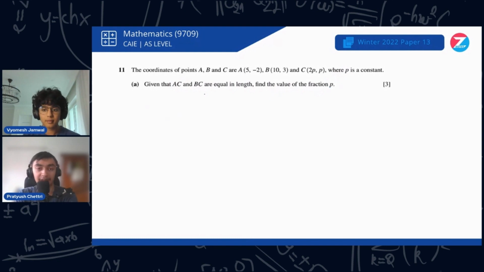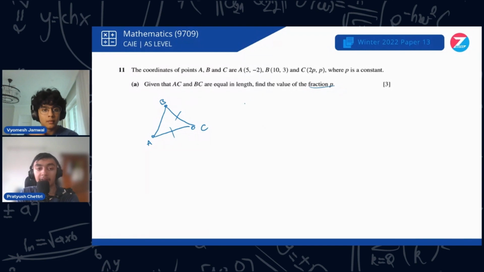Do you know what that means, guys? It's always nice to draw a little diagram, even if you don't know the exact values, it doesn't have to be exact, it's just to show the lengths here. I'm going to call this A, B, C. AC is equal in length to BC. So these two are equal. Find the value of the fraction P.